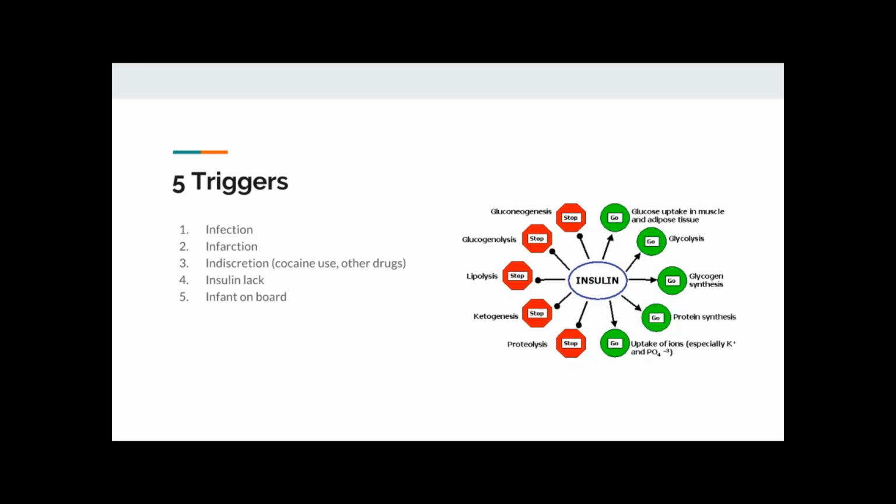Number one is infection. Number two is infarction. Insulin lack. Indiscretion, which the one I think about the most is cocaine use, where it revs up your system and causes increased consumption of energy. Or pregnancy. So I think about the five I's: infection, infarction, insulin lack, indiscretion, and infant. So whenever I have a patient who comes with DKA, I need to look for a trigger. These are the five things I think about.